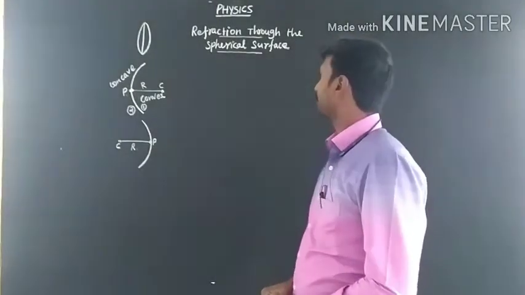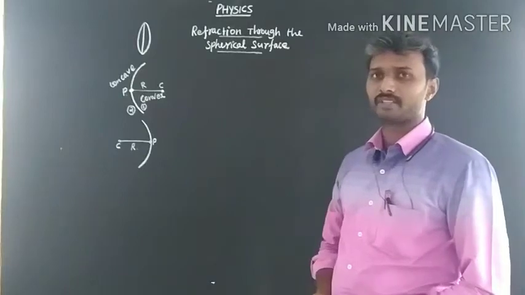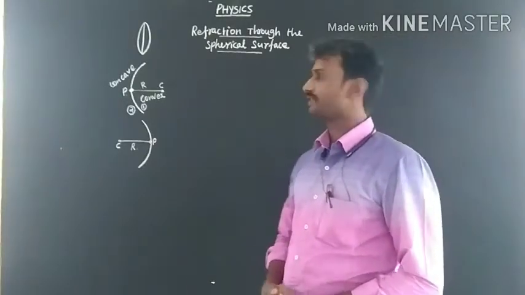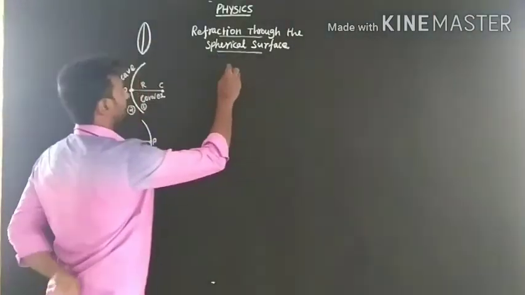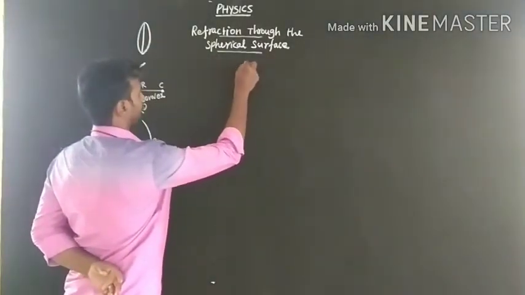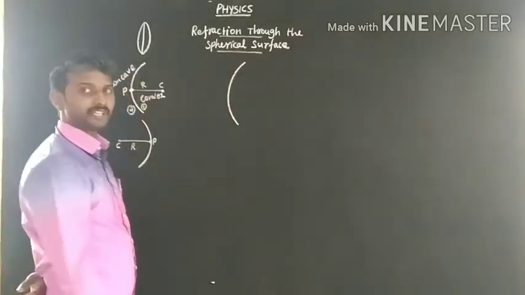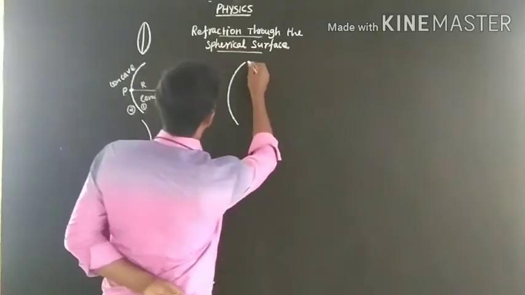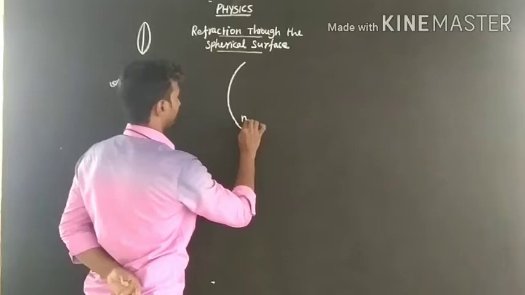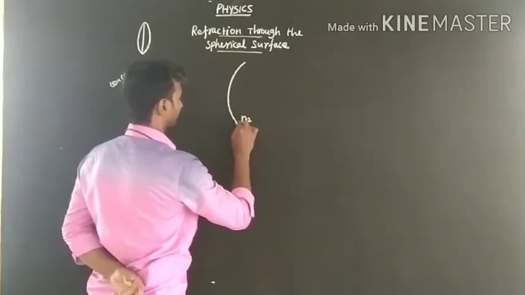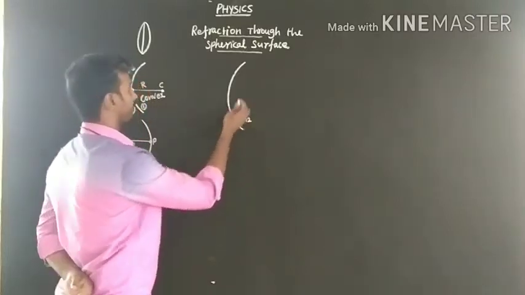Okay, next we are going to derive the equation for refraction through the spherical surface. Let us consider a spherical surface of refractive index n2, and the spherical surface separates two different media.